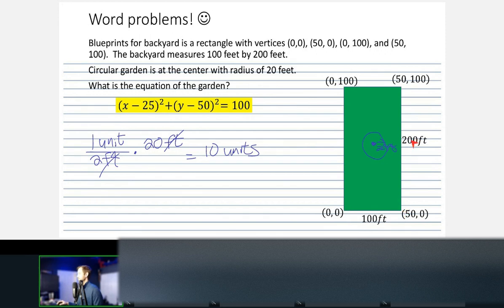Same thing for here. This is 200 feet from here to here, but it's 0 to 100. It's 100 units, which is 200 feet. So we have to take our feet, divide by 2 to convert it into units. So 200 divided by 2 is 100. So that makes sense. From here to here is 100 units. So from the center to a point on the edge of the circle, this is 20 feet. So we have to cut it in half like we did these to convert it into units. So that's 10 units on the blueprint.